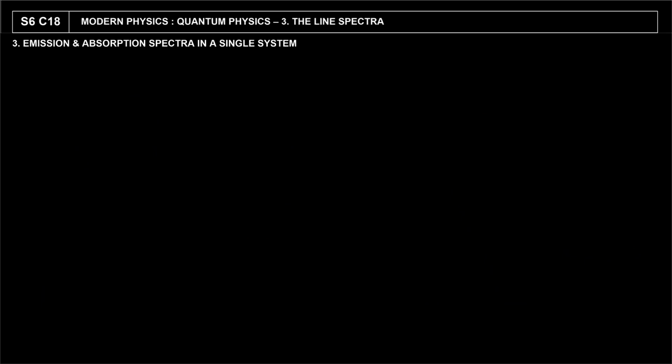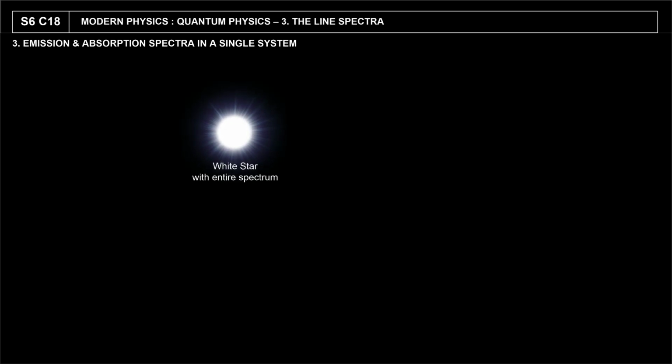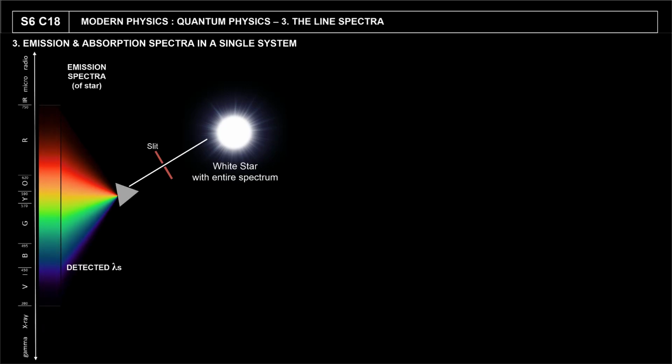Finally, emission and absorption spectra form a single system. Let's put everything we have learned into a single scenario. Consider a white star that emits the entire EM range. If you were to directly observe this star using a slit and a prism, you would get the entire spectrum, the visible and the invisible parts, and this is the emission spectrum of the star, which is the source.